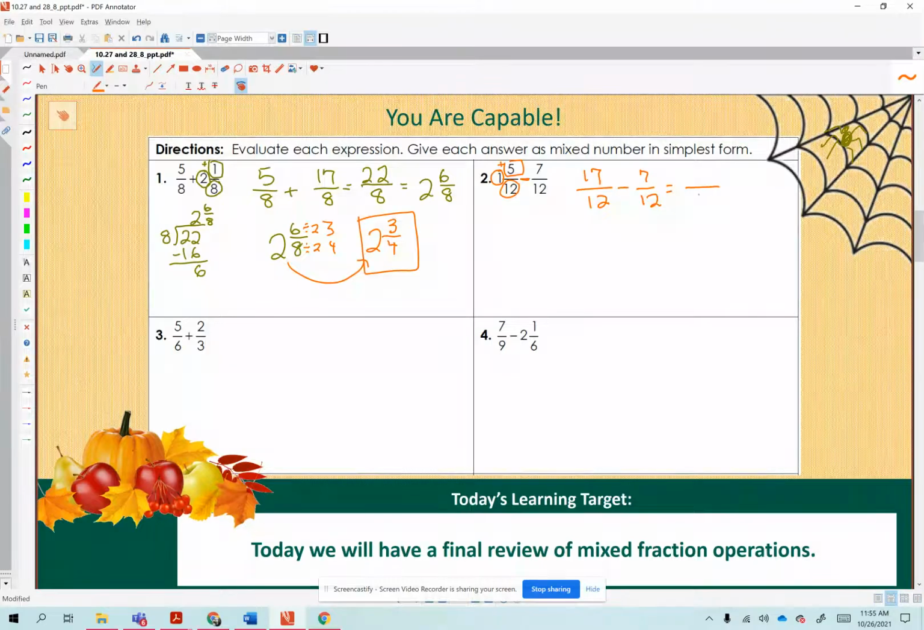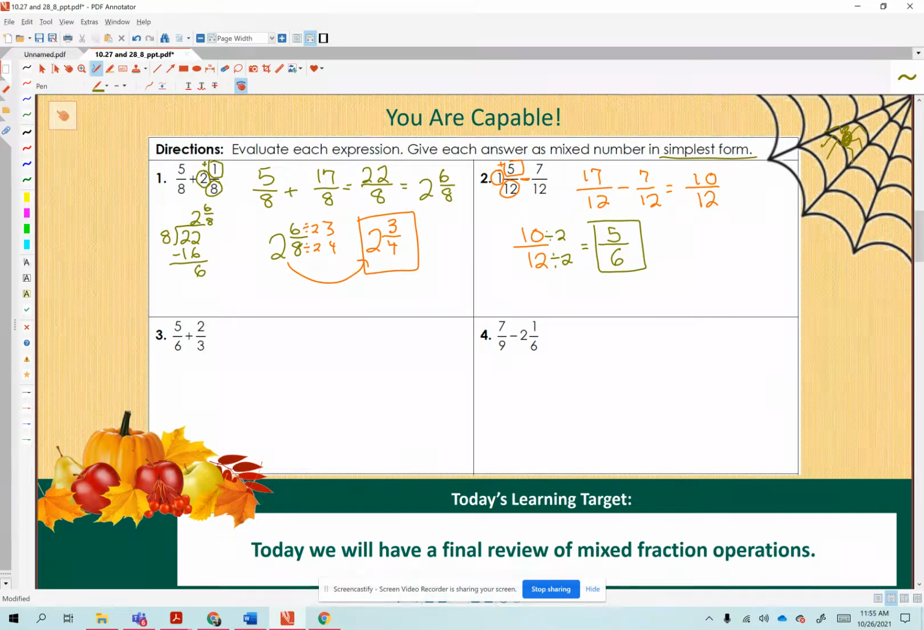And when we subtract, we keep our denominator and we subtract the numerators. 17 minus 7 is 10. And if we look at this 10 over 12, we have a common factor of 2. So that means we can divide 10 by 2 and divide 12 by 2 and rewrite this in its simplest form as 10 divided by 2 is 5, 12 divided by 2 is 6. So our final answer will be 5/6.